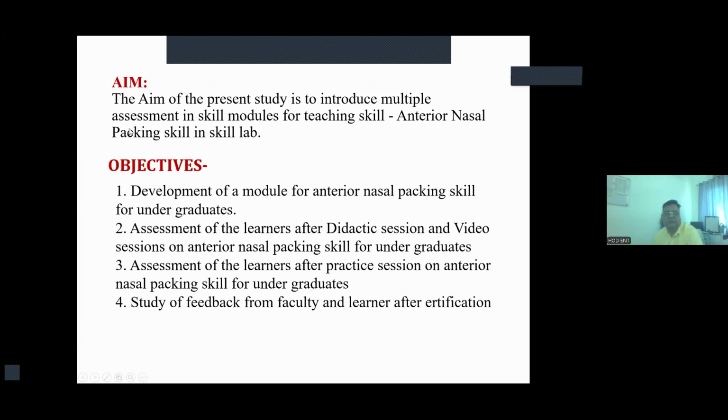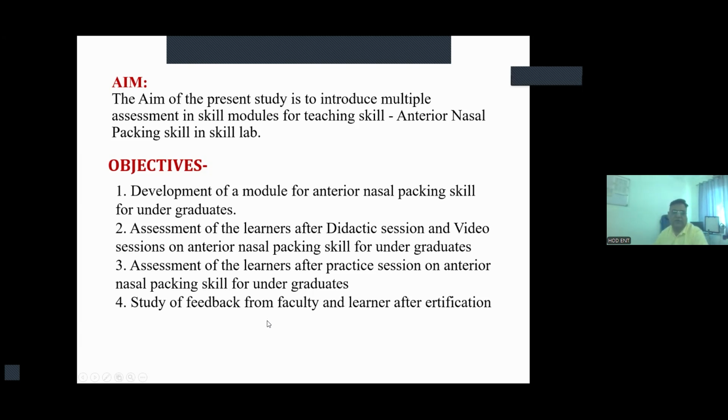to introduce multiple assessments in the skill module for teaching a skill. Since I'm an ENT surgeon, I chose the skill of anterior nasal packing in the skill lab. The objectives were development of a module of anterior nasal packing, which includes developing a checklist, the theoretical part, the video demonstration, and the certification; assessment of the learner after didactic sessions and video sessions on the anterior nasal packing skill for undergraduates; assessment of the learner after the practice session on anterior nasal packing skills for undergraduates; and study of feedback of faculty and learners after certification.